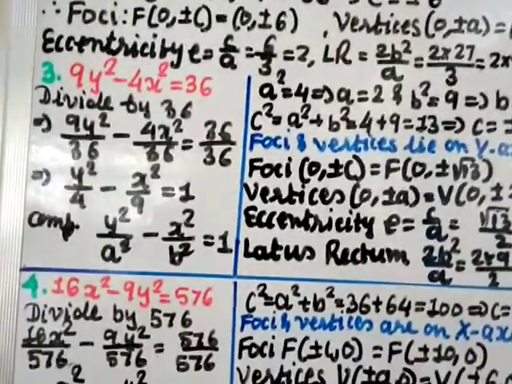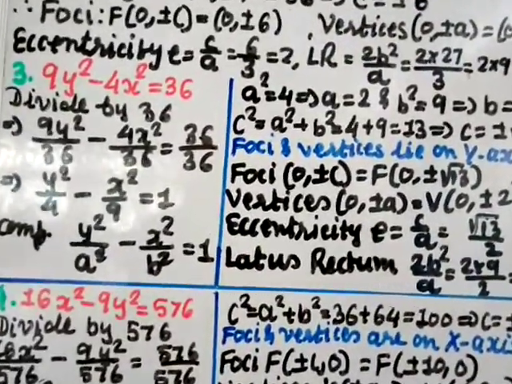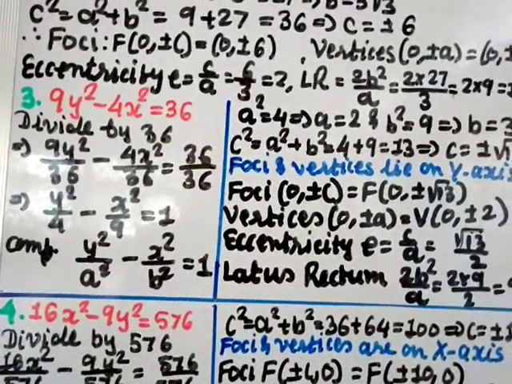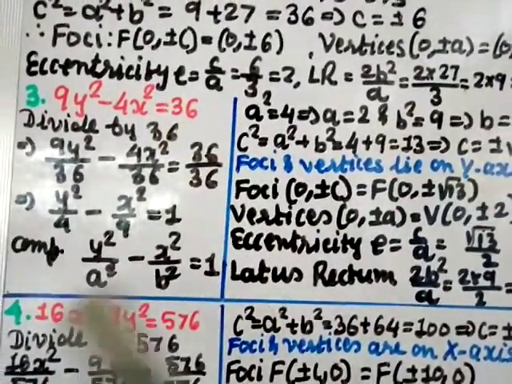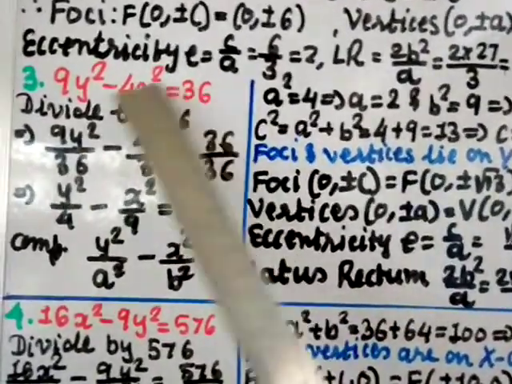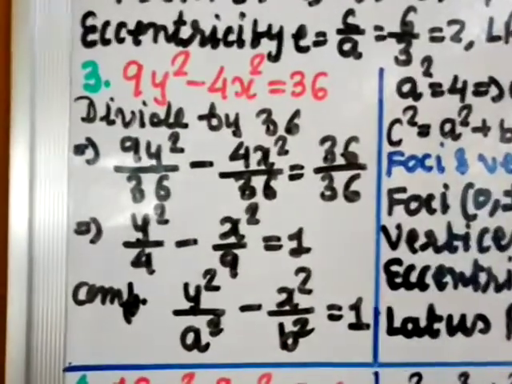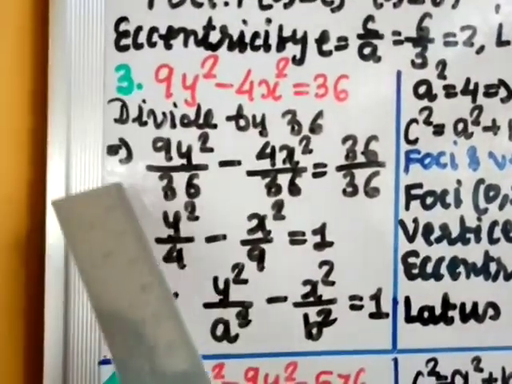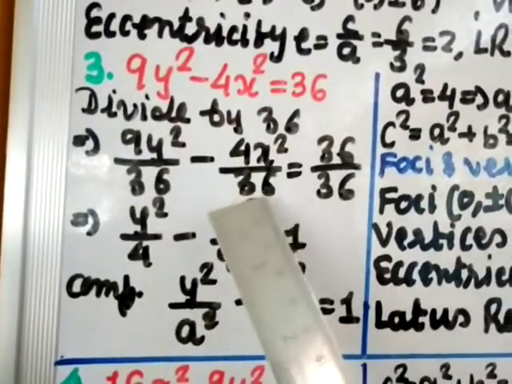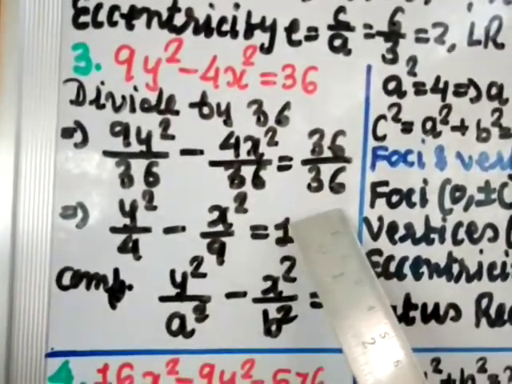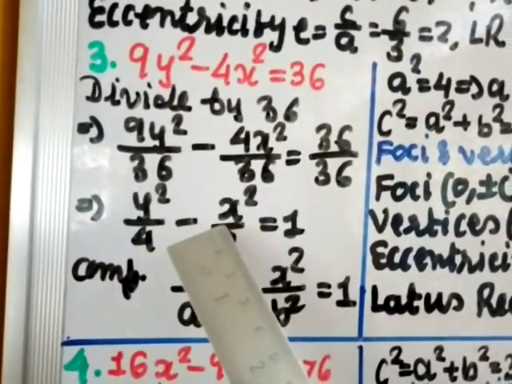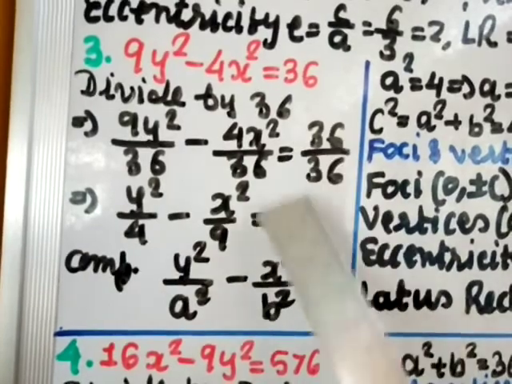Question number 3, 9y square minus 4x square equal to 36. Now this is not in a standard form. In the standard form here should be 1. To get 1 here you have to divide by 36. So you cannot divide only one term, you have to divide all the terms. So divide each term by 36. 9y square by 36 minus 4x square by 36 equal to 36 by 36. When you cut here you get y square by 4 minus, when you cut here by 4, you get x square by 9 equal to 1.